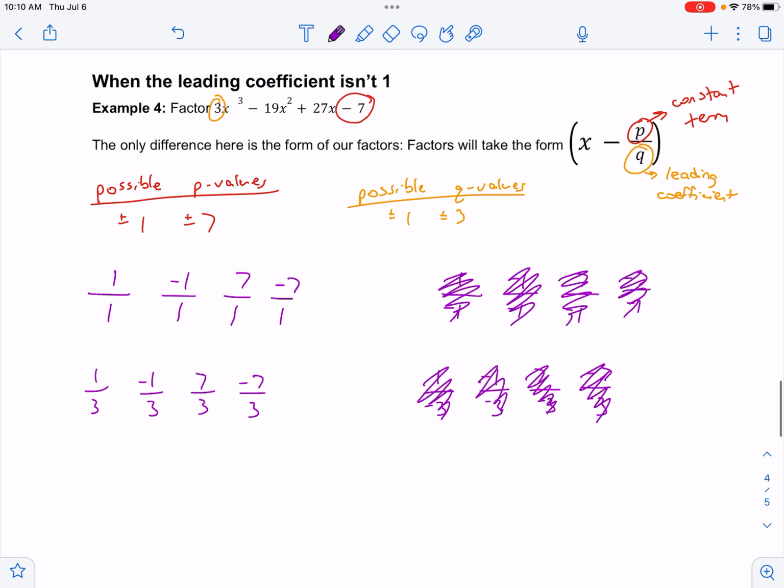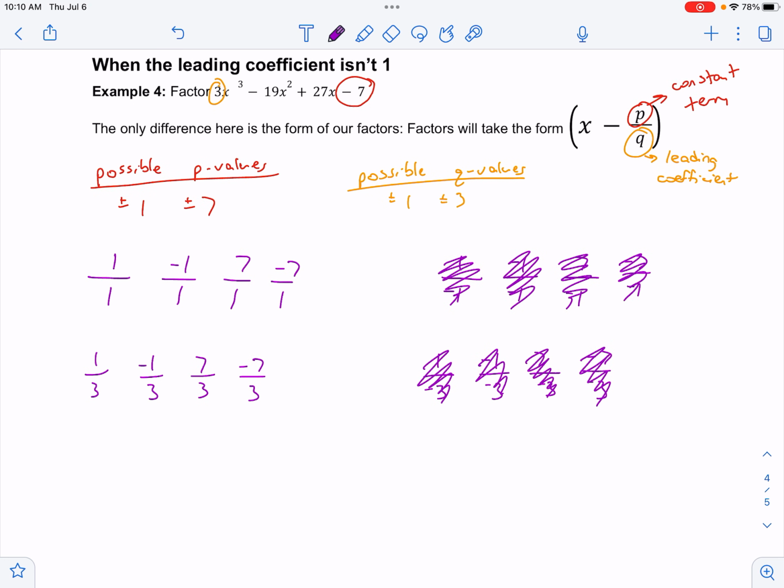And so let's simplify here, okay? There's a bunch of different options. I can say P over Q could be. It could be the number 1, both positive or negative. It could be the number 7, both positive or negative.